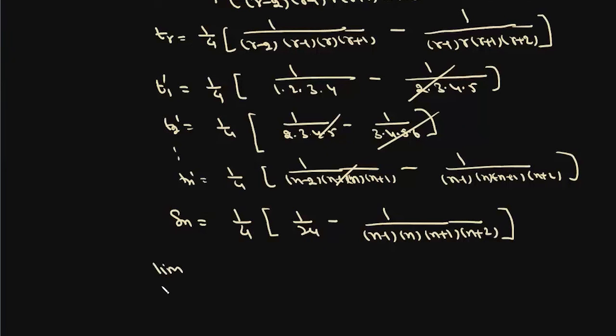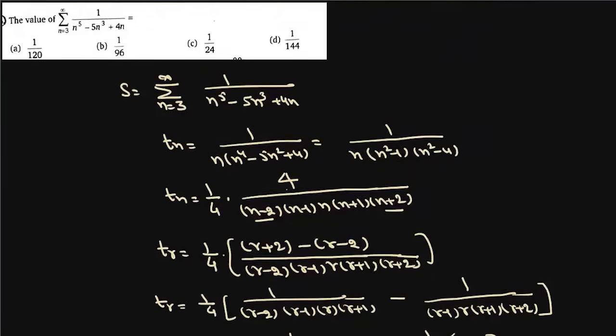Now if we find this sum up to infinite, it will be limit n tends to infinite Sn, and there will be 1 by 4 into 1 by 24 minus, and this is 0, so it will be 1 by 96, and that's your option B.